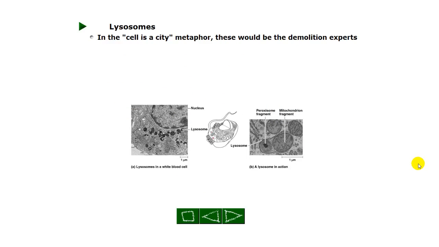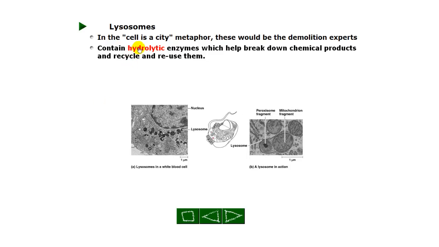Lysosomes. I think we've already mentioned that in the cell as a city metaphor, these are the demolition experts. Because this is a factory system, this is a cell that is undergoing an awful lot of chemical reactions. There's going to be end products, starting products, things that have to be modified, and in the process there are things that need to be recycled, reused. So they contain hydrolytic enzymes. Hydro means water, lysis means split, so they force these chemicals to undergo hydrolysis and thereby making them available as recycled, and once they're recycled you basically reuse them.